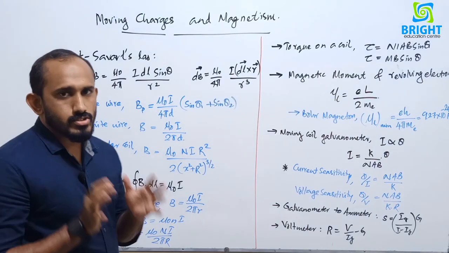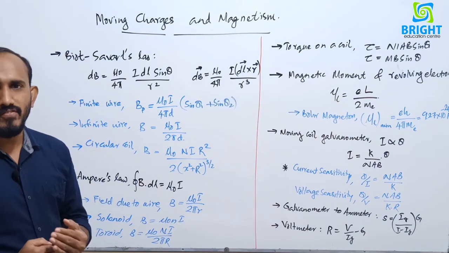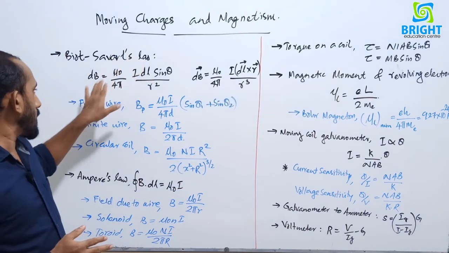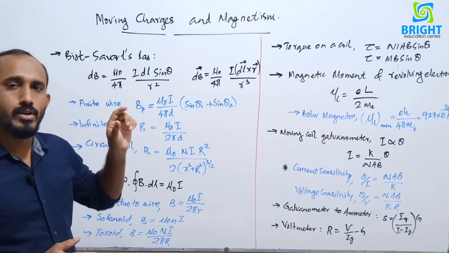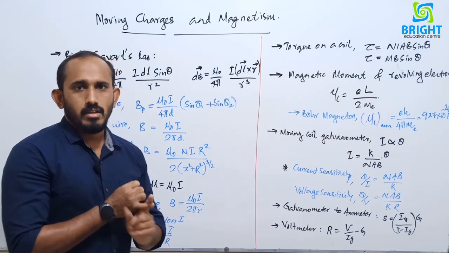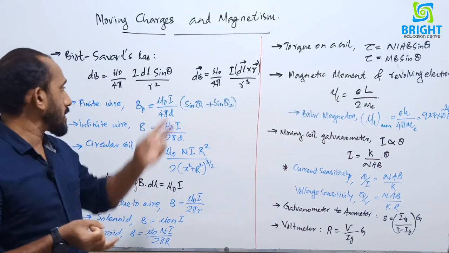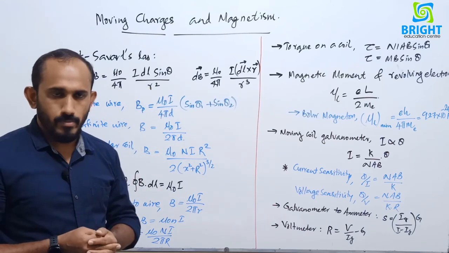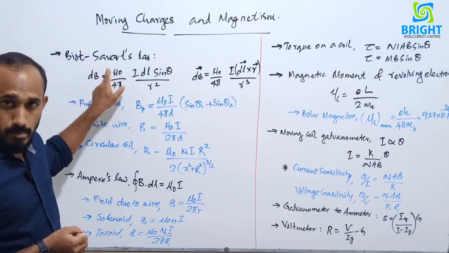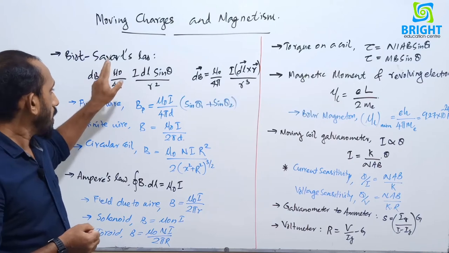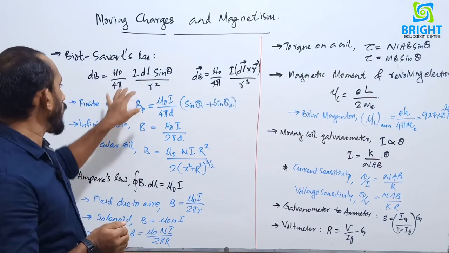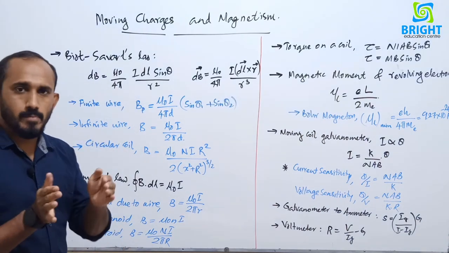So far we have done the charges and the field. Now what will be the magnetic field due to a current carrying conductor? We have the Biot-Savart law. It says that dB, the magnetic field due to a small current carrying element, is proportional to the intensity of current, the length of the conductor element, and inversely proportional to the square of the distance between them. In the sense, dB is equal to mu 0 by 4 pi, a constant where mu 0 is the permeability, I dl sin theta by r squared. Mu 0 has the value, permeability of free space, 4 pi into 10 raised to minus 7.